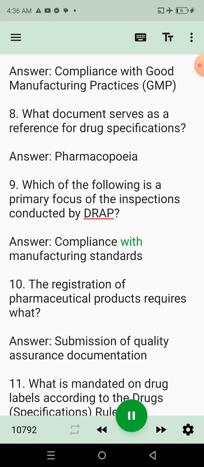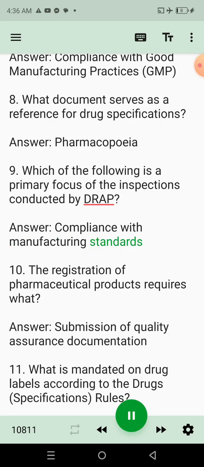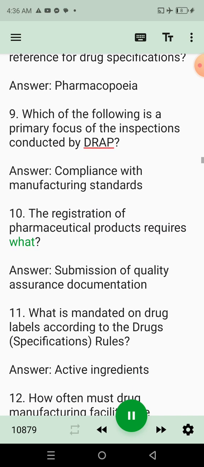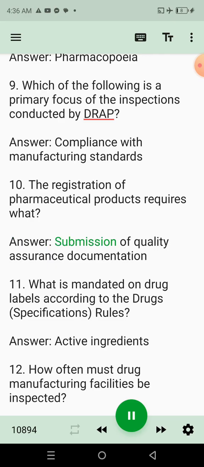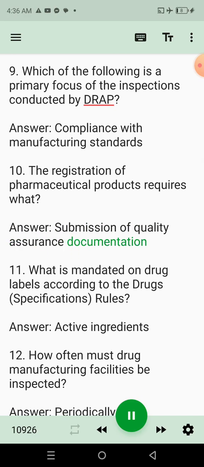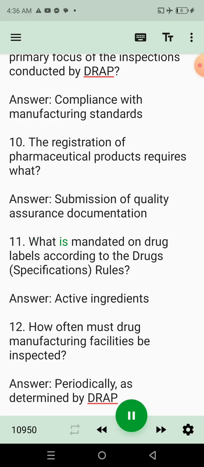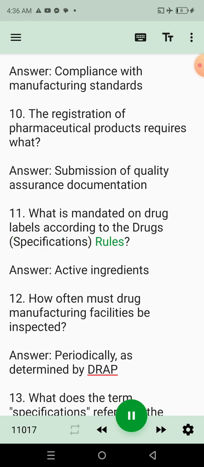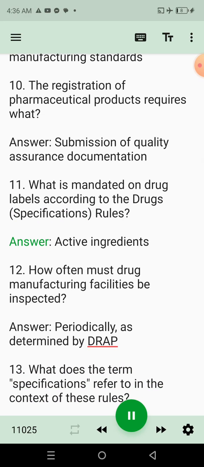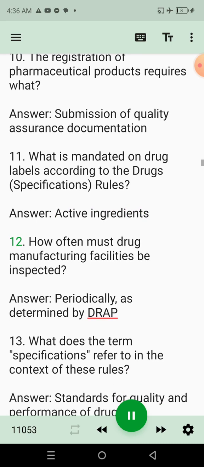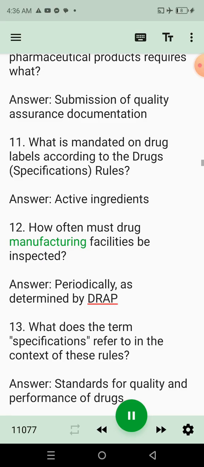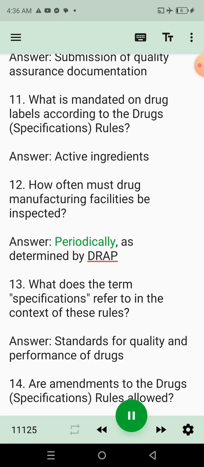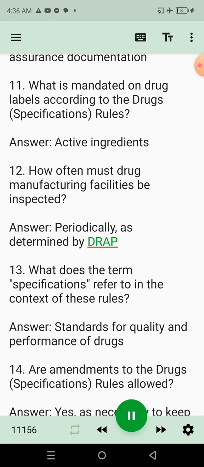9. Which of the following is a primary focus of the inspections conducted by DRAP? Answer: compliance with manufacturing standards. 10. The registration of pharmaceutical products requires what? Answer: submission of quality assurance documentation. 11. What is mandated on drug labels according to the Drugs Specifications Rules? Answer: active ingredients. 12. How often must drug manufacturing facilities be inspected? Answer: periodically, as determined by DRAP.